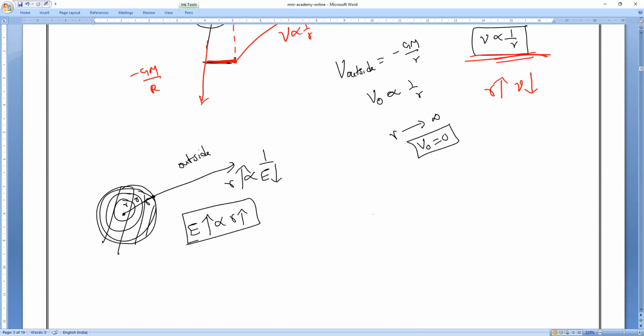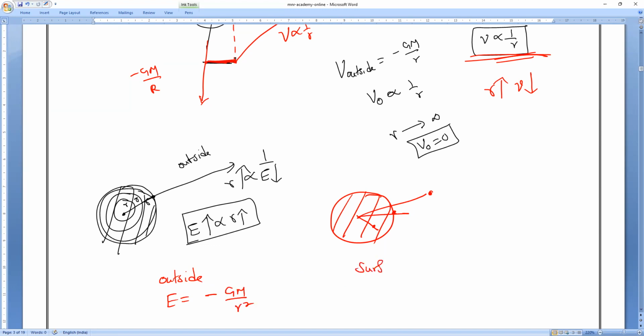So now, if I take a solid sphere, there are 3 things: one is outside, another is on the surface, another is inside. That is the strategy. Same thing. So outside, can you tell me what E is? E outside is equal to, what is the formula? Minus GM divided by R square. On the surface, minus GM by R square, because r is equal to capital R. Here r is greater than R outside. Next, inside, what is the E value? E is equal to minus GMr divided by R cube.